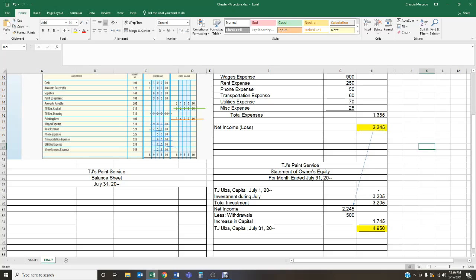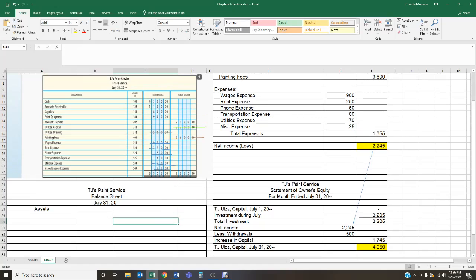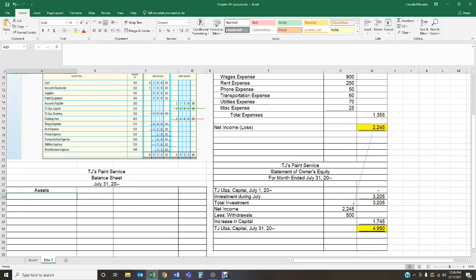Now, last but not least, we've got our balance sheet. In our balance sheet, we basically balance our assets, liabilities, and equity. So we're going to start off with our assets. Assets are anything that you own. So here we have cash is an asset, accounts receivable is an asset, supplies is an asset, and paint equipment is an asset. So we've got 4 asset accounts.